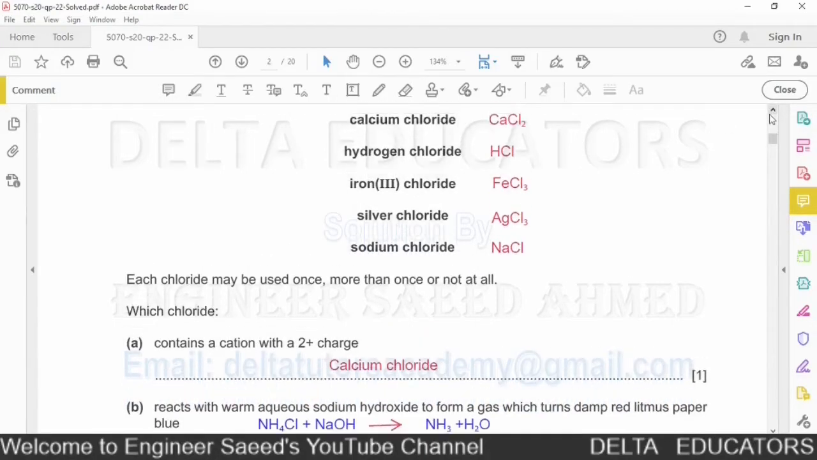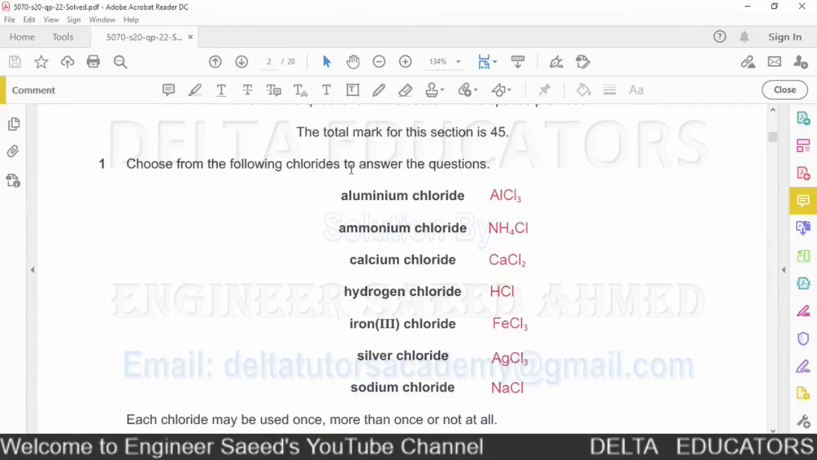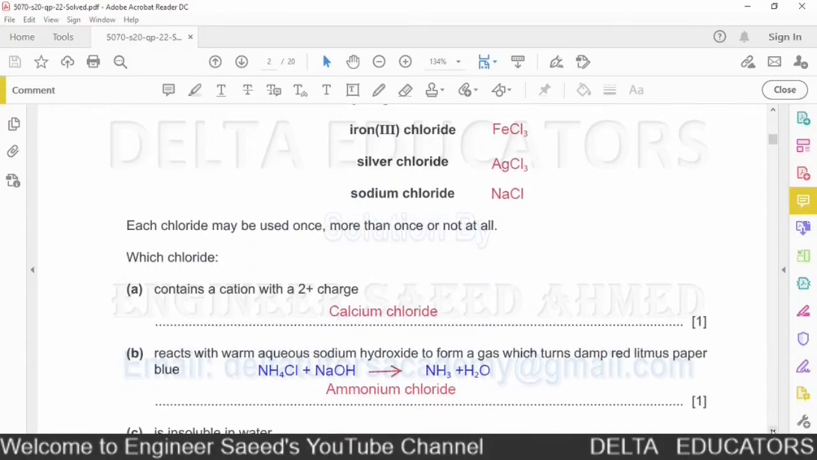Now we check the chlorides that are given here. In aluminum chloride, aluminum is the cation, and for aluminum the charge or oxidation state or the valency is +3. So here it is not +2, it is +3. In ammonium chloride, the oxidation state of ammonium is +1. For calcium chloride, the oxidation state or valency or combining capacity of calcium is +2. So here the +2 charge for the cation is in calcium chloride. So the correct option is calcium chloride.